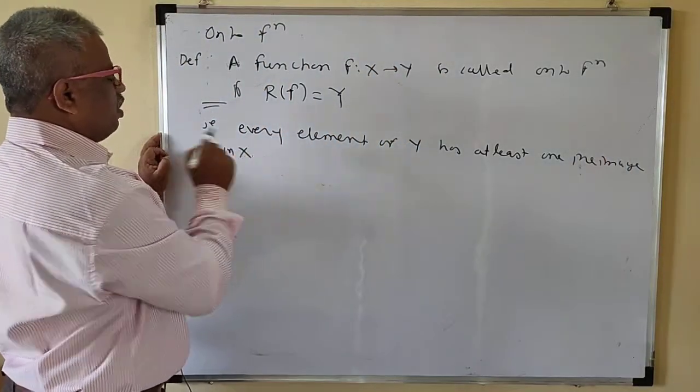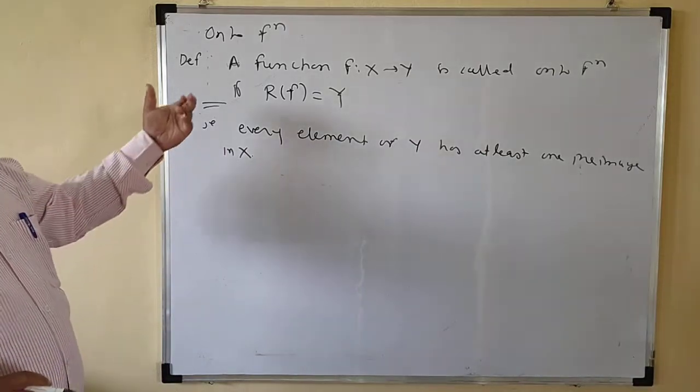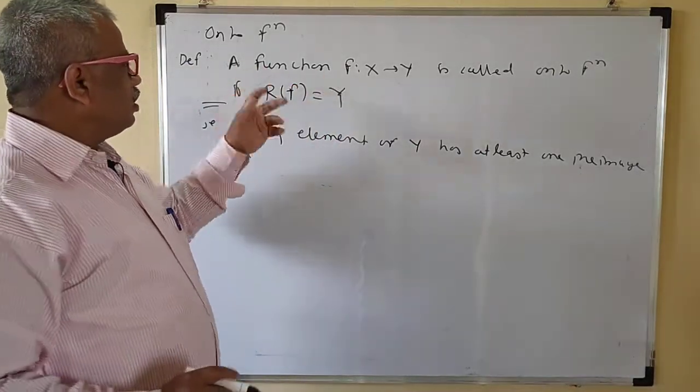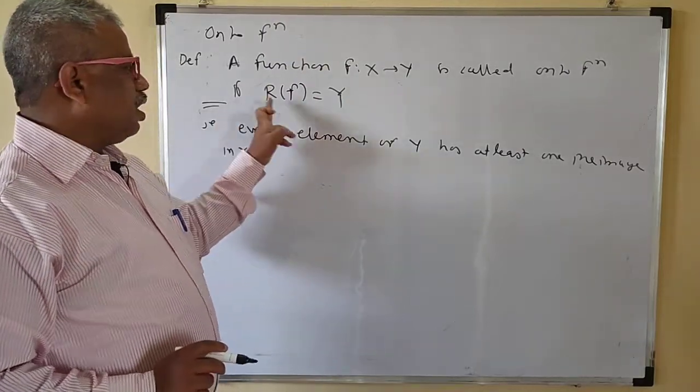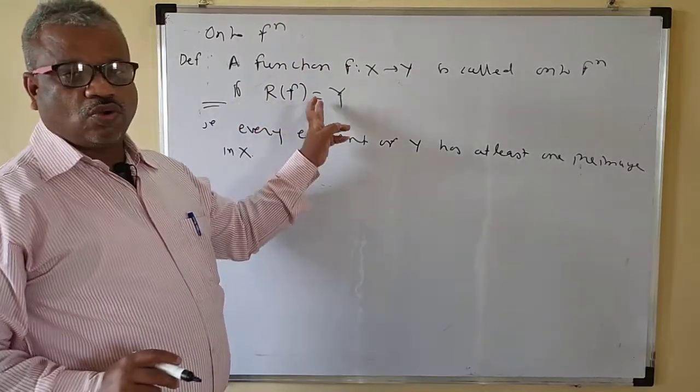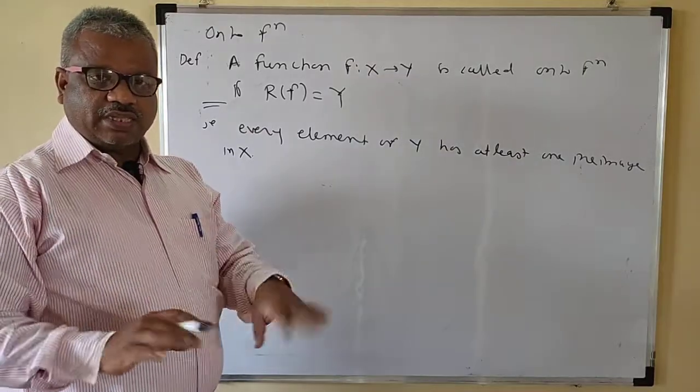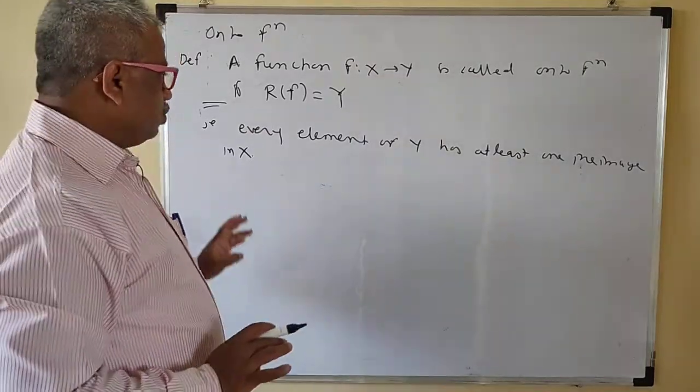In x. This is the verbal form. Just with the question asked in the exam, write only this: a function f from x to y is called an onto function if the range of f is the same as the codomain. That means every element has a pre-image. So that means what?